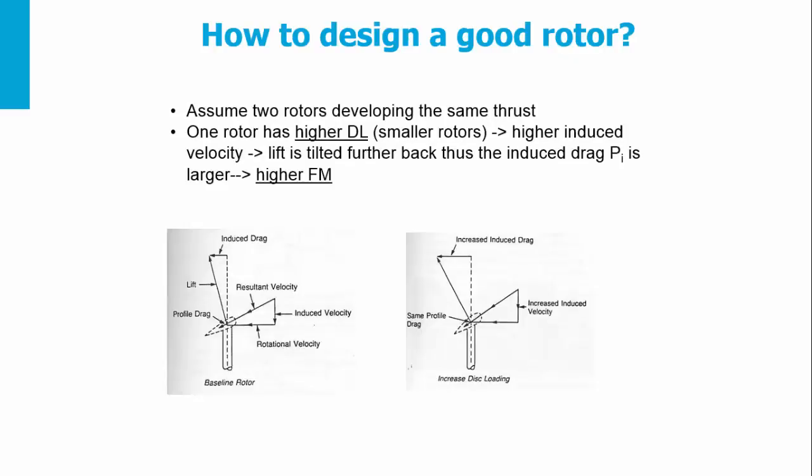How to design a good rotor? Assume that one has two rotors developing the same thrust. One rotor has higher disk loading, so it is a smaller rotor. In this case, it will have a higher induced velocity. The lift will be tilted further back and it will induce a larger induced drag. So it will have a lower figure of merit.